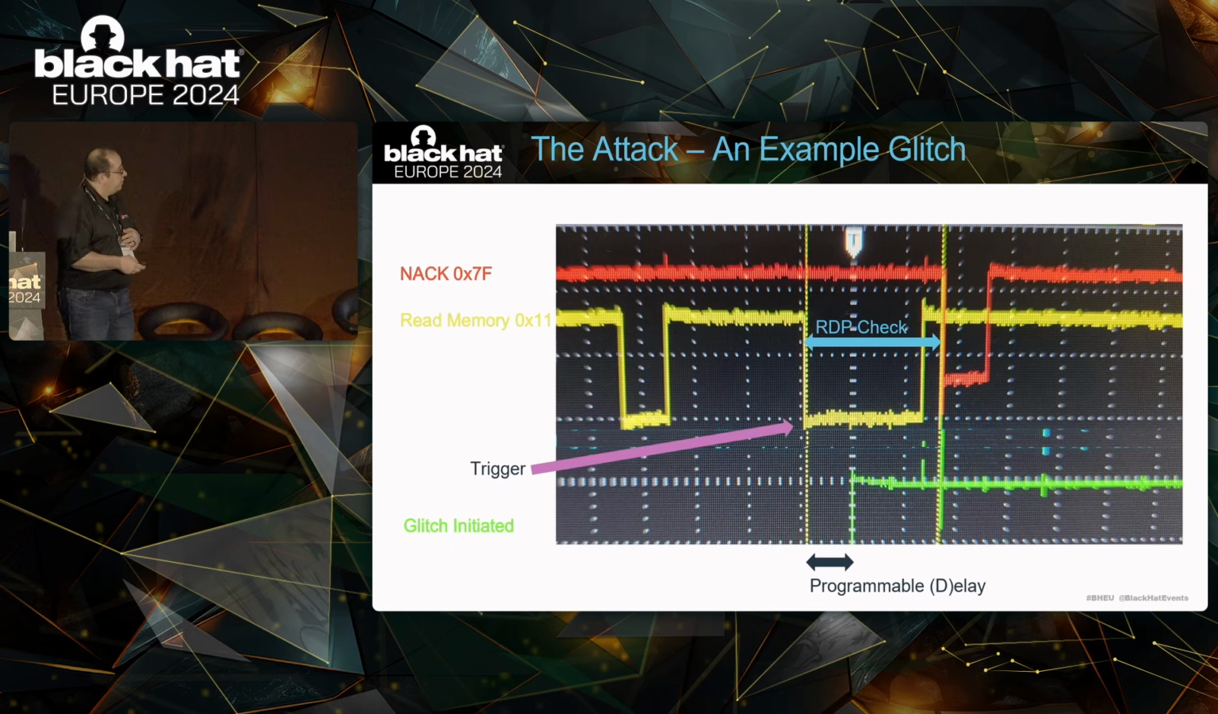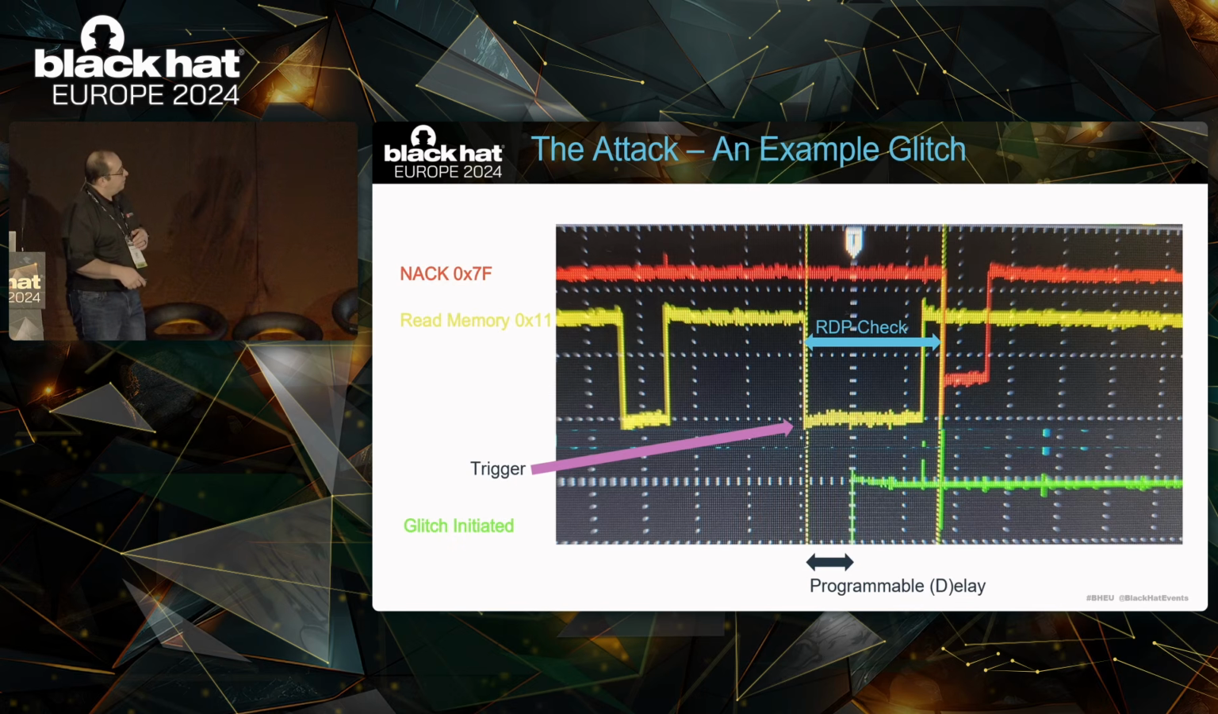What this appears like in time, starting from the yellow up in the left, is the read memory command being transmitted to the target. The Pico EMP here is monitoring the signal and will trigger at that last edge, and then initiate its programmable delay, which will vary from glitch to glitch. And then at some programmed delay, the glitch would happen here in green.